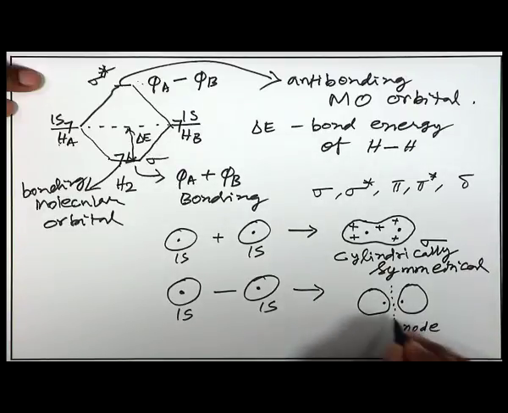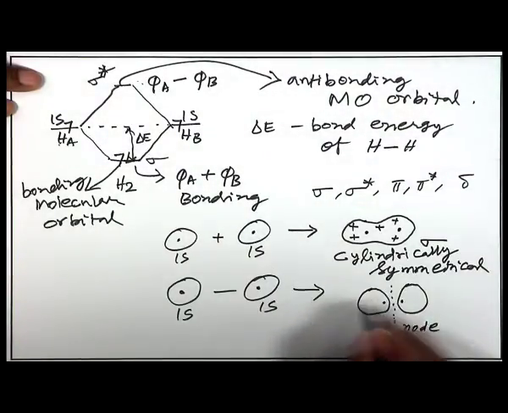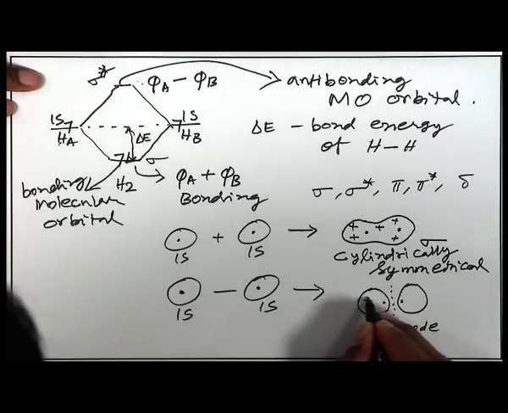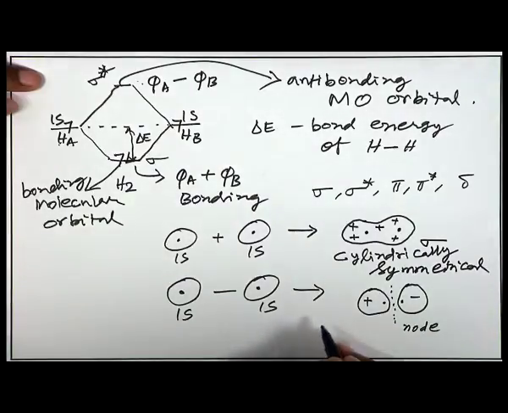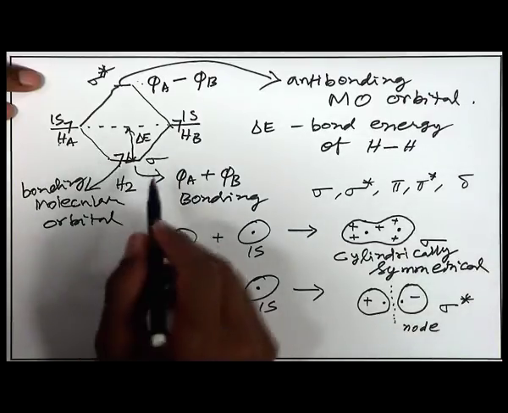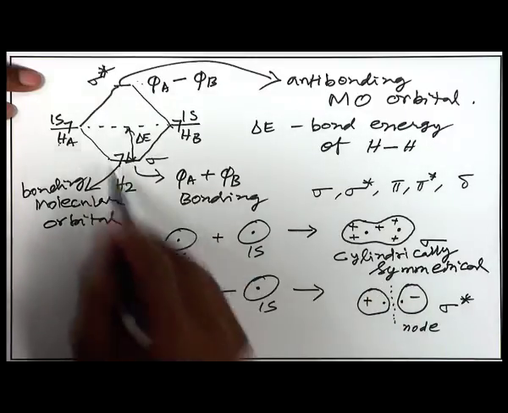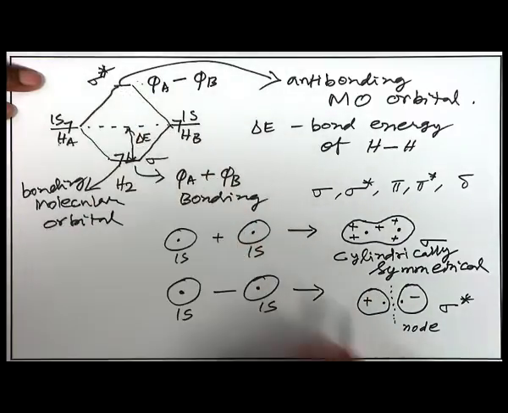There is one node. So, compared to bonding, antibonding orbitals have one additional node. There is no node here, there is one node here. Node means finding the electron in that region is 0. Nucleus A and nucleus B repel each other, then you have to give the sign: this is plus, this is minus, that is the sign of the wave function. So, this is called a sigma star orbital. The molecular orbital of this type looks like this.